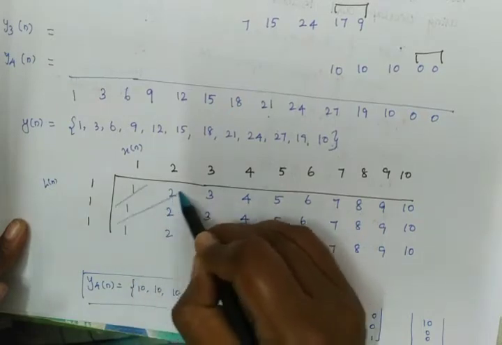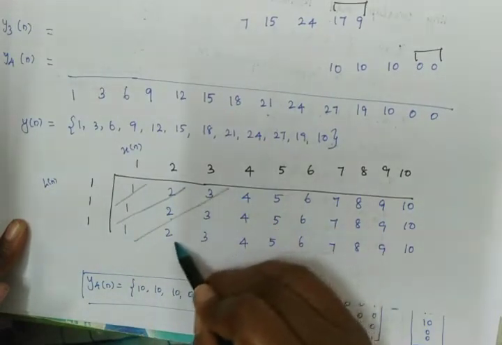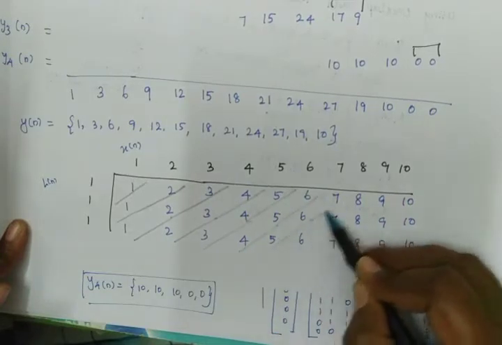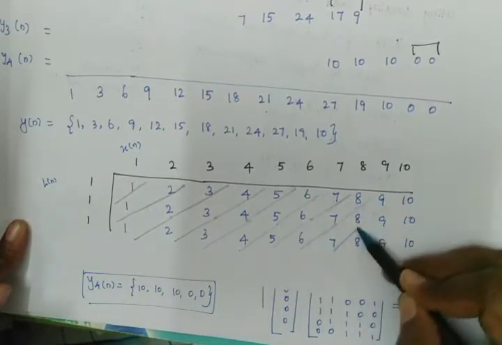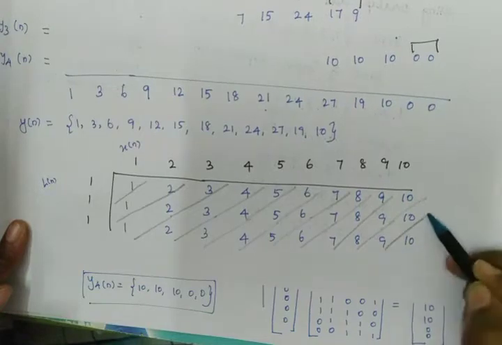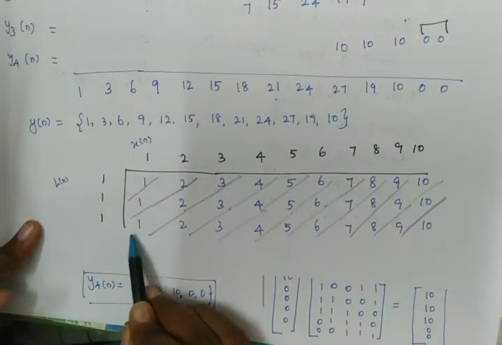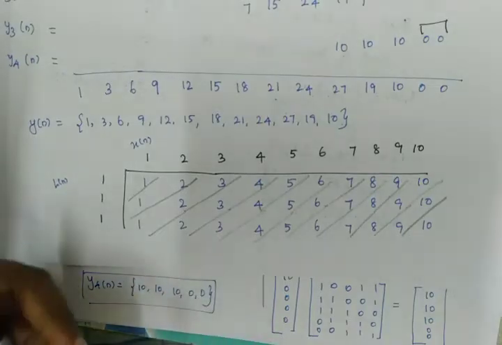1, 1, 2, 1, 2, 3, 5, 3, 4, 5, 4, 5, 6, 5, 6, 7, 6, 7, 8, 7, 8, 9, 8, 9, 10, 9, 10. So after doing this, what we have to do is just add these numbers and write here.